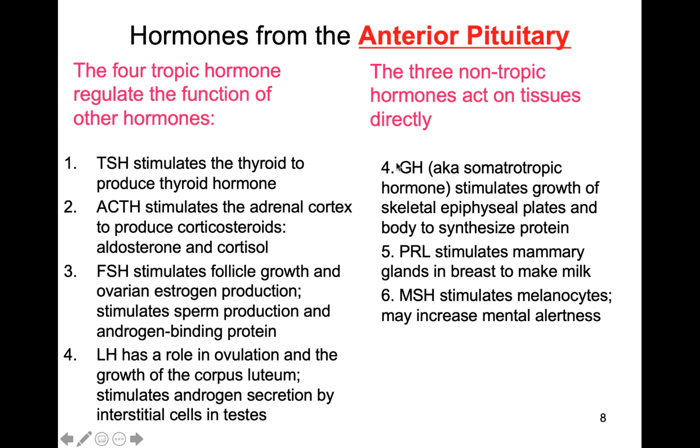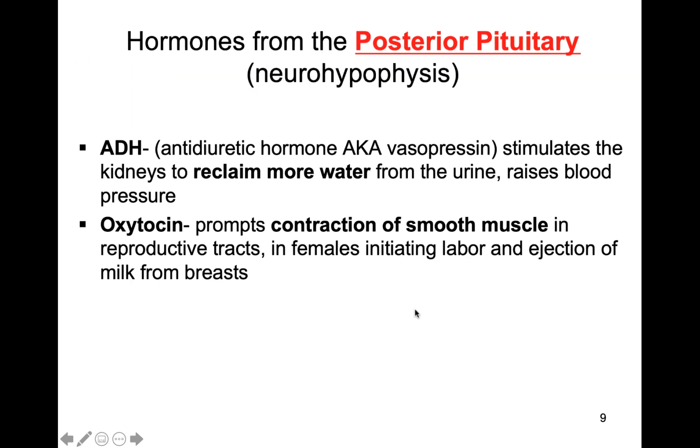Then again, these 3 here, they don't stimulate production of any other hormone. They just go do their job straight away. The 2 from the posterior pituitary: ADH causes your kidneys to hold in more water, increasing your blood volume and blood pressure. Oxytocin goes and binds to your smooth muscle in the uterus to cause smooth muscle contraction, and it also goes and binds to the mammary glands to help with milk production and ejection.